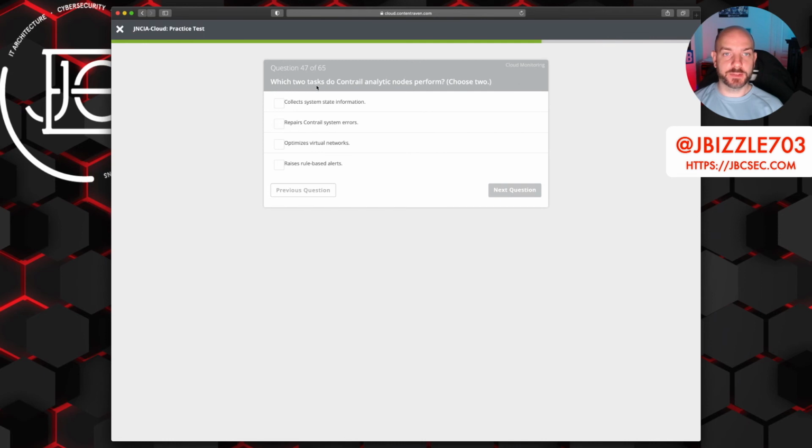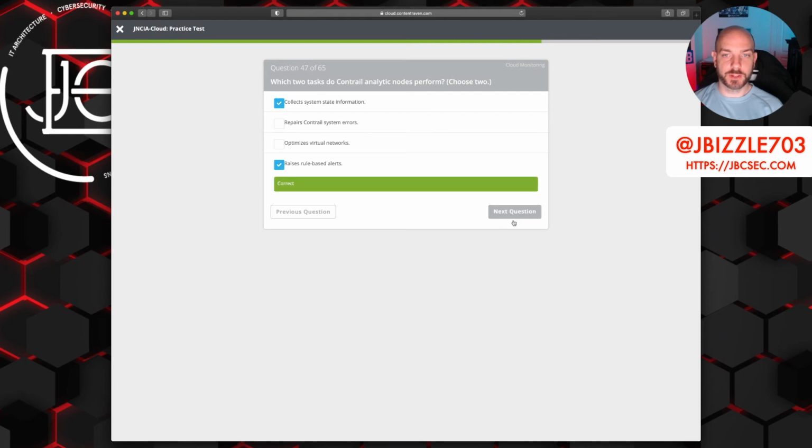Which two tasks do Contrail analytic nodes perform? Collect system state information, optimize virtual networks, raise rule-based alerts. I like both of those. Okay.